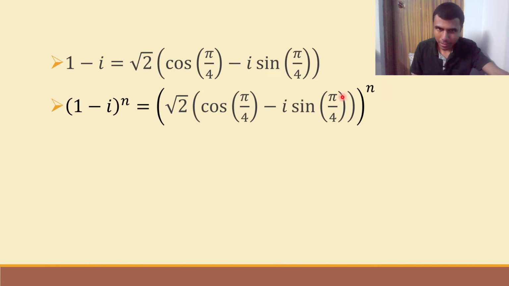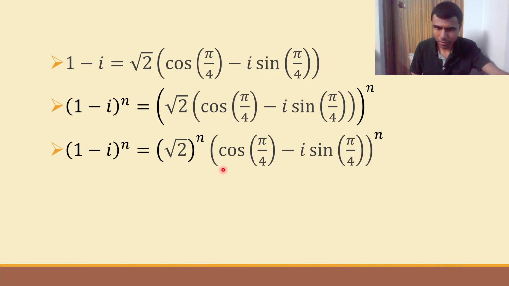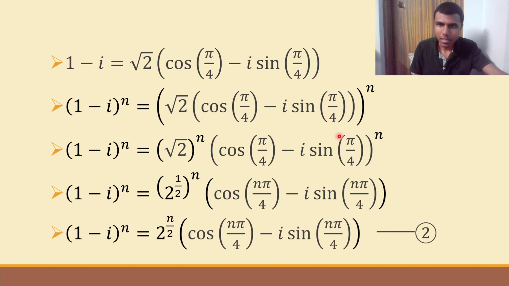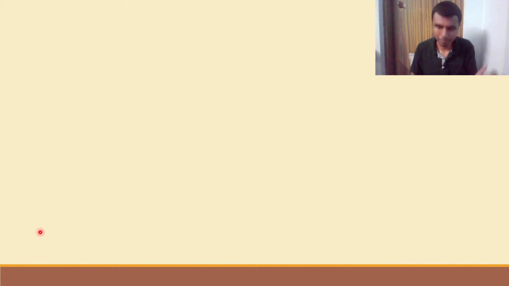Again same, apply power n, root 2 whole power n into this. It's the same repeat, so I'm not explaining much. Again 2 power 1 by 2 whole power n. Again the n came here. If you guys want, you can just write here, by de Moivre's theorem. You can just write it here and take it as equation 2. Fine. Now we are coming to the end.